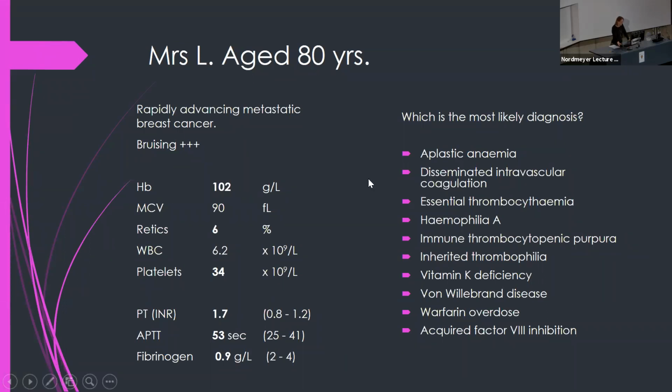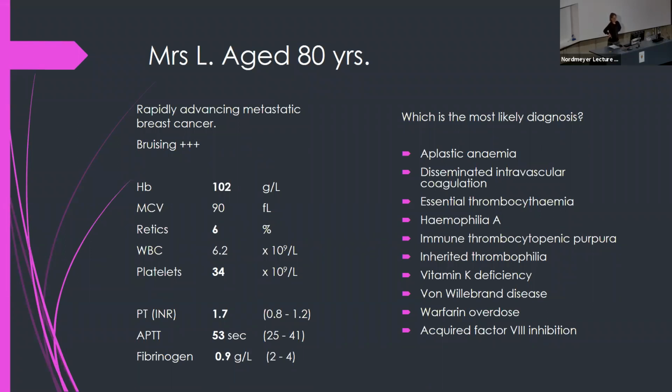DIC, well, that is possible, isn't it? DIC happens with cancer, disseminated cancer. DIC causes hemolysis, giving you anemia. It also causes consumption of platelets and coagulation factors. So that's a possibility. Essential thrombocythemia, so that's another of those myeloproliferative disorders, gives you high platelet count, so I don't think it's that.